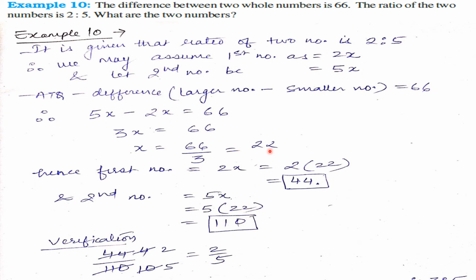So we have got the value of x. So we can find the first number. First number is 2x. So 2 into 22 equal to 44. Similarly, second number is 5 into x, that is 110. To verify, you can see the ratio of these two numbers I have solved and I got finally 2:5. So the numbers are correct. Okay.